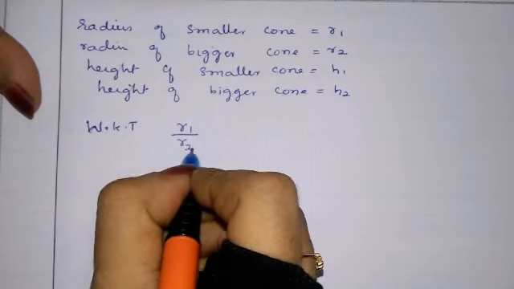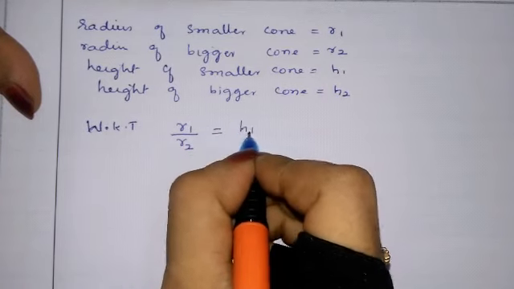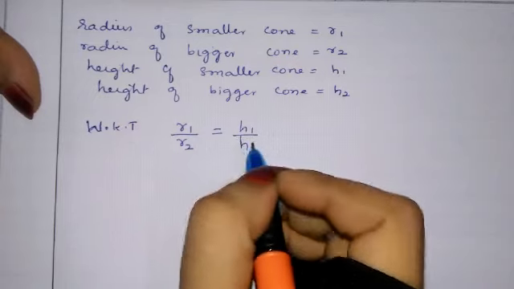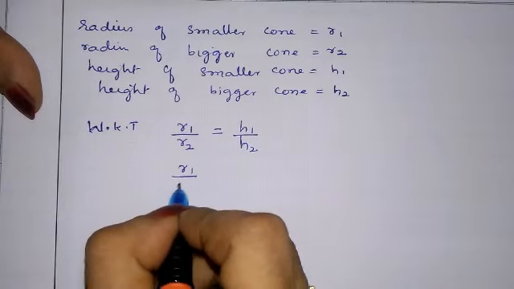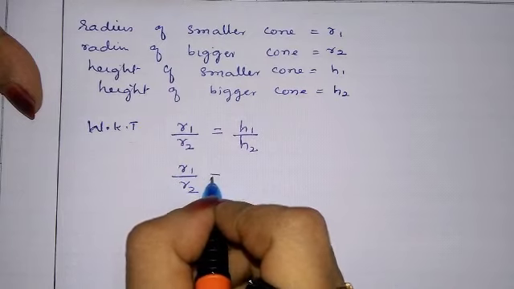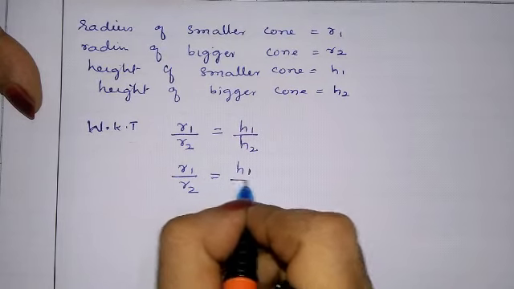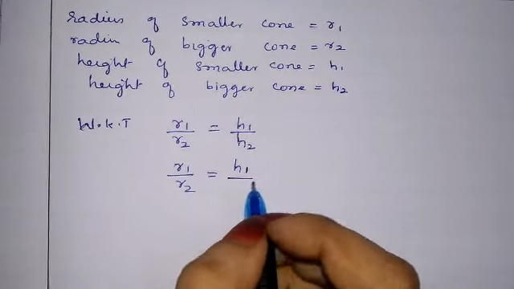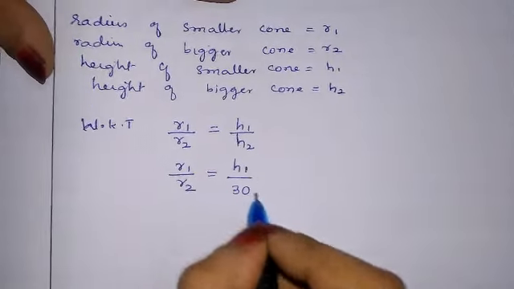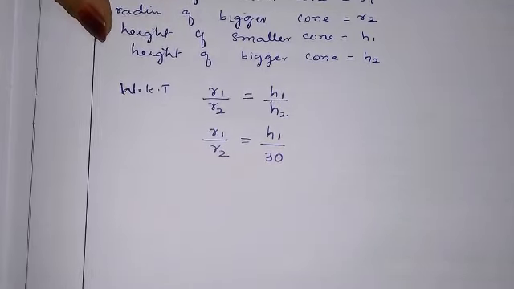Now we know, according to the textbook, it is told in the chapter, r1 upon r2 is equal to h1 upon h2. So r1 we don't know, r2 also we don't know, h1 also we don't know, but the height of the bigger cone is given, 30 centimeter. Okay, let us keep it as it is.